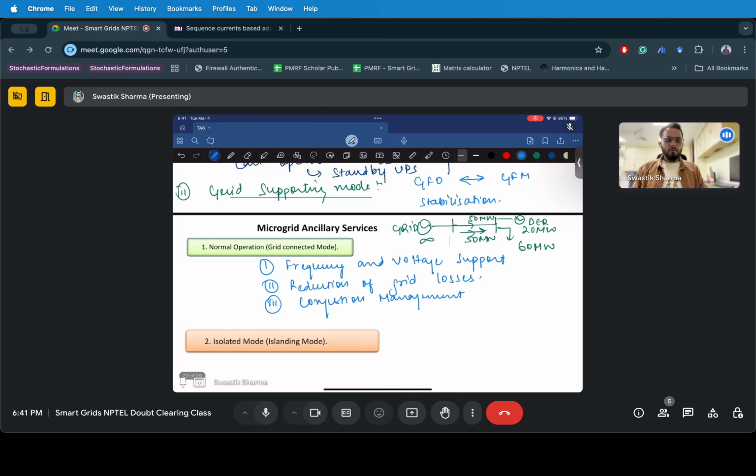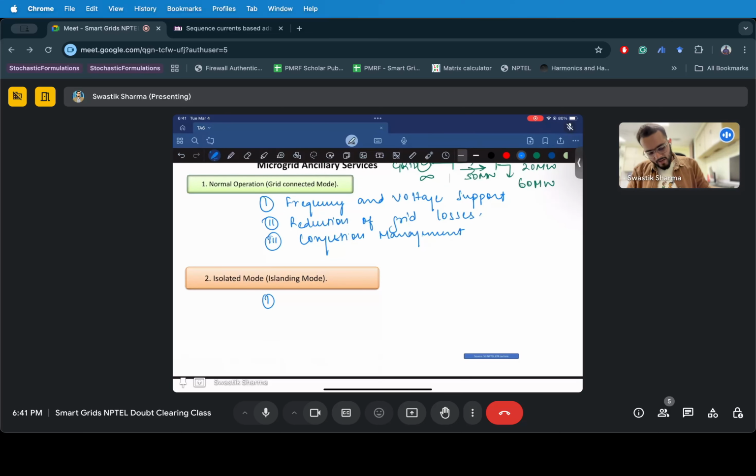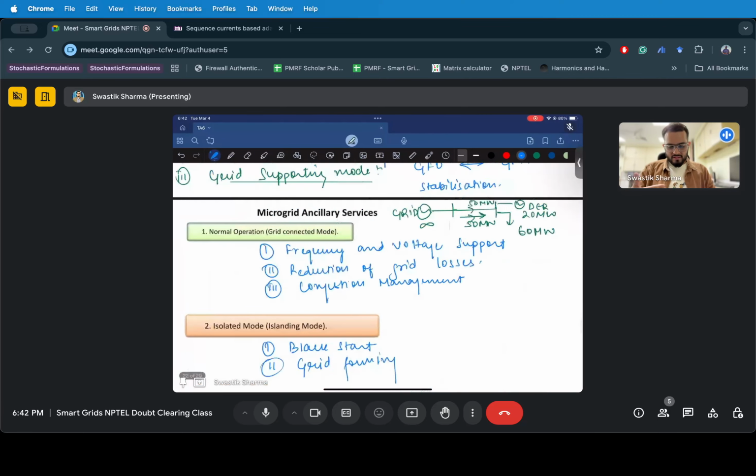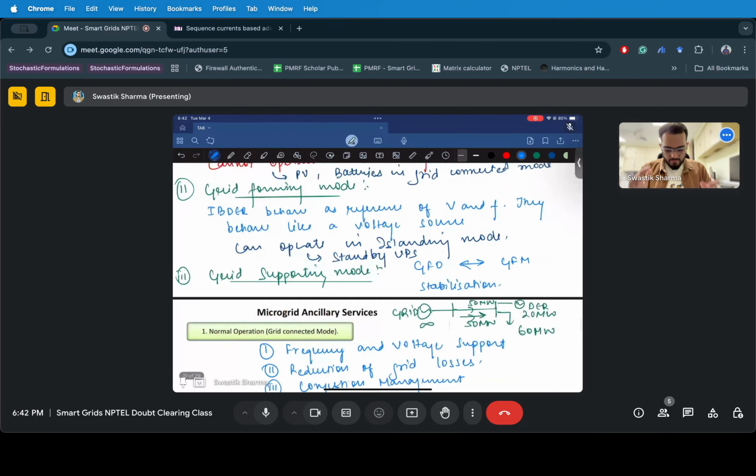In islanding mode, you can use them for black start. I've told you today as well what black start is, and you can use them for black start capabilities too. And in islanding mode, they can act as grid forming for other microgrids. So an isolated microgrid can act like a grid forming microgrid for other microgrids as well. Right, so these are some things that the instructor has discussed. We'll discuss all of these ancillary services in the next class, so bear with me.